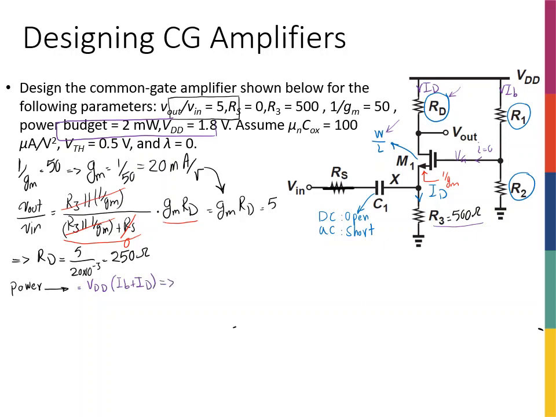Therefore, I can say that the power consumption of 2 milliwatt, 2 times 10 to the negative 3, is equal to 1.8 times IB plus ID. If I do the math, I get IB plus ID to be 1.11 milliamp.